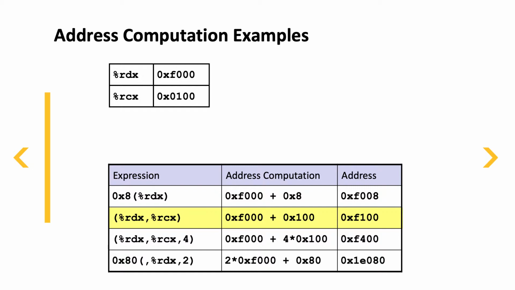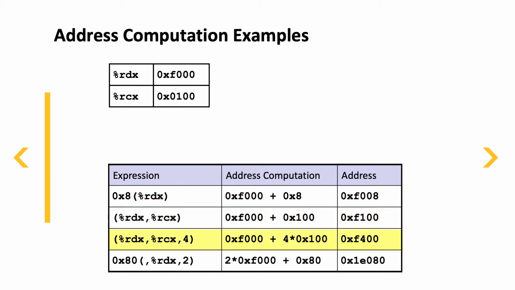Notice in the second one, we don't have a displacement and we don't have a scale factor. We just have a base register and an index register. What do we do in that case? We just add them. We default our displacement to 0 and our scale factor to 1. So we end up taking the values in those two registers and just adding them together. So F000 plus 100, F100, that's our final address.